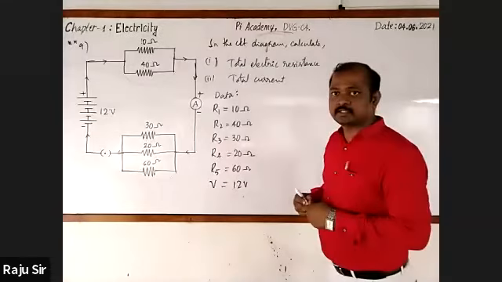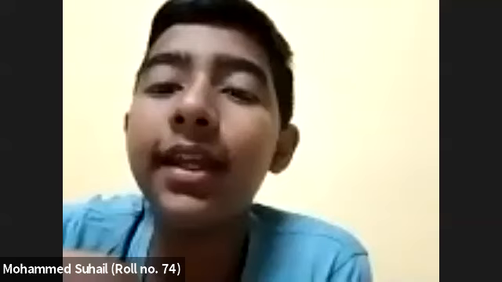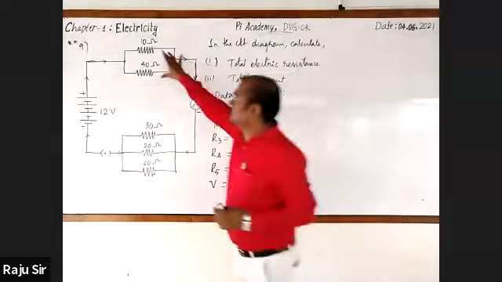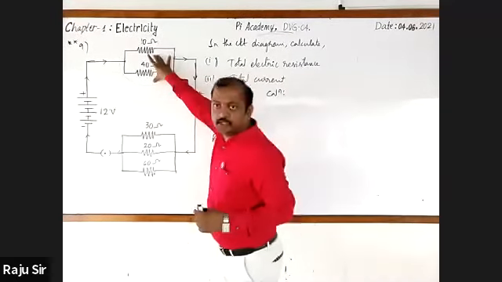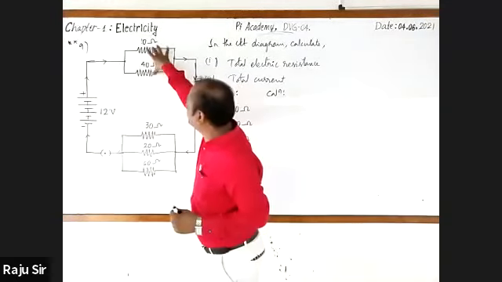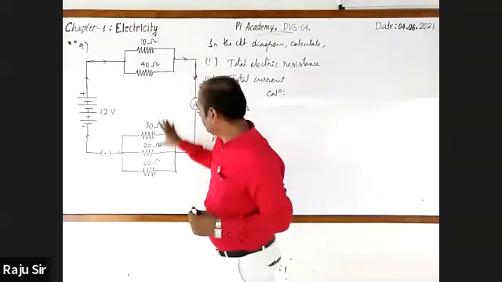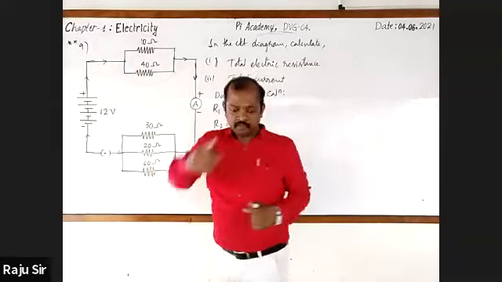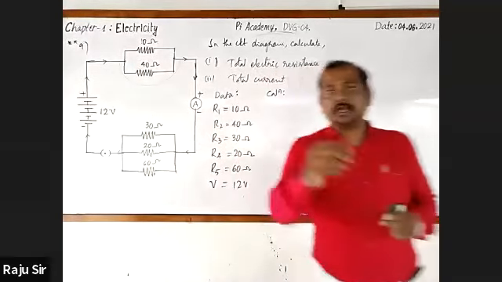Sir, electric resistance 18, sir. Total electric resistance, yes. Calculation. First, you go for finding the total electric resistance offered by these two. Then these three separately. Then go for adding them. Okay. Try to do that yourself.